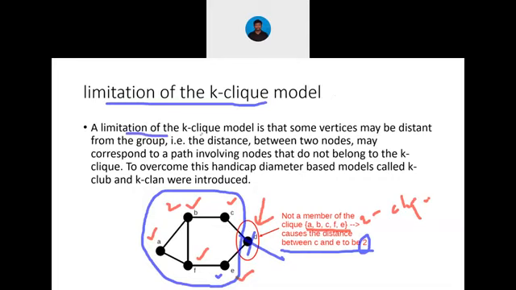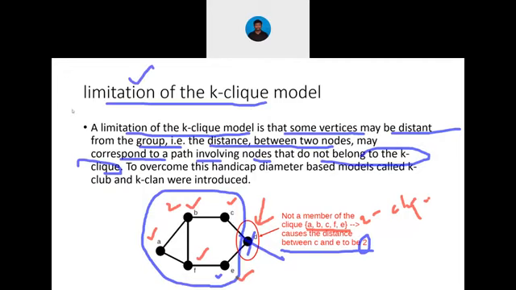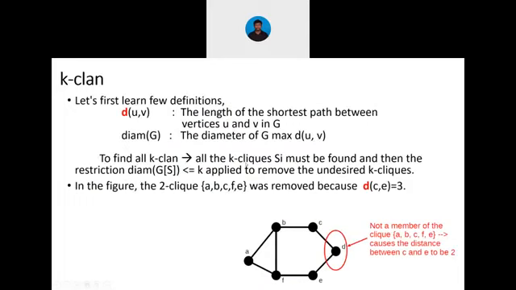So you read here, the limitation of the k-clique model is that some vertices may be distant from the group. So this is the distant node I've been considering here in this network. That is, the distance between the two nodes may correspond to a path involving nodes that do not belong to the k-clique. So this D node does not belong to the k-clique, but it has been used to reach E from C. This is actually the limitation of the k-clique. So how to overcome this limitation is nothing but the k-clan.